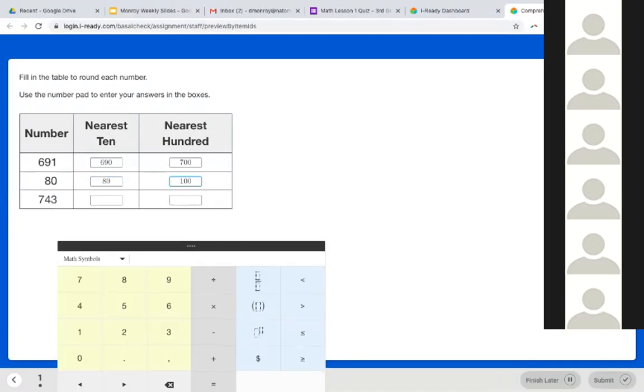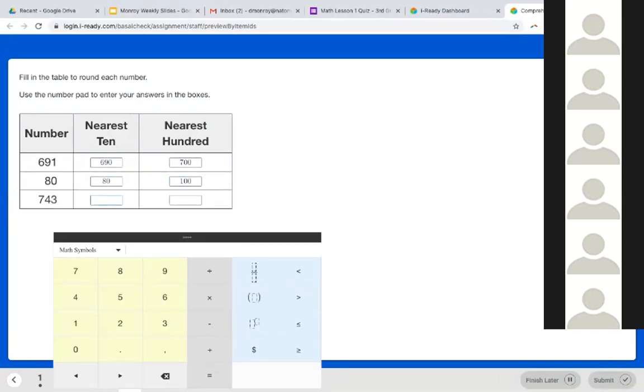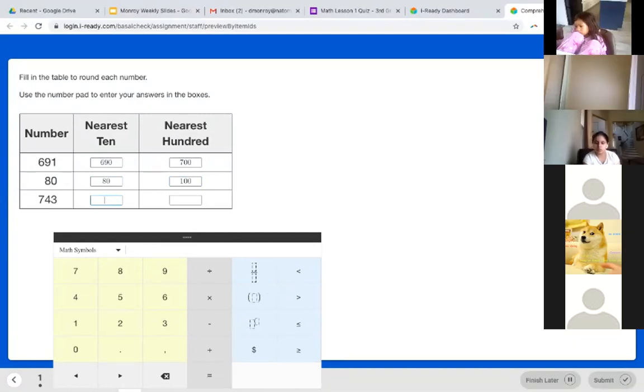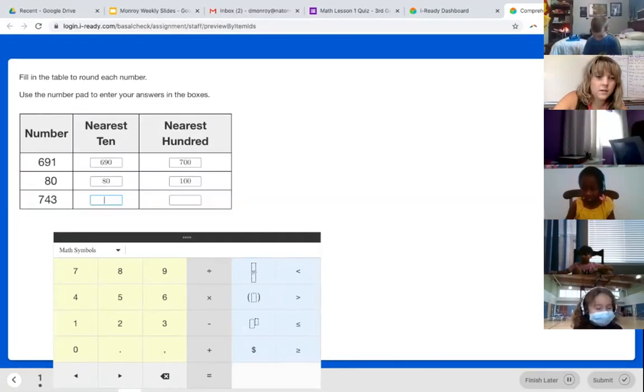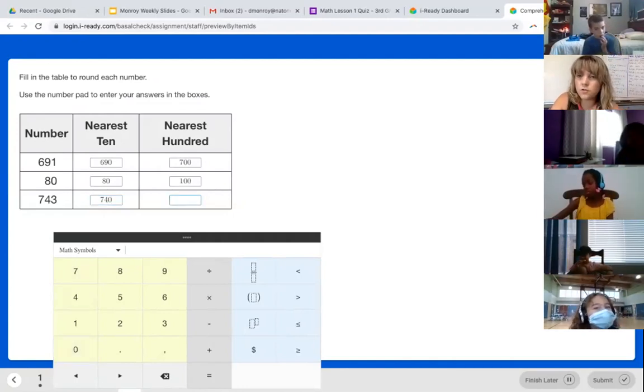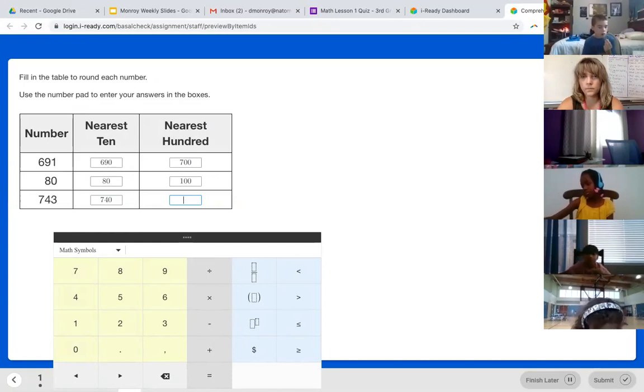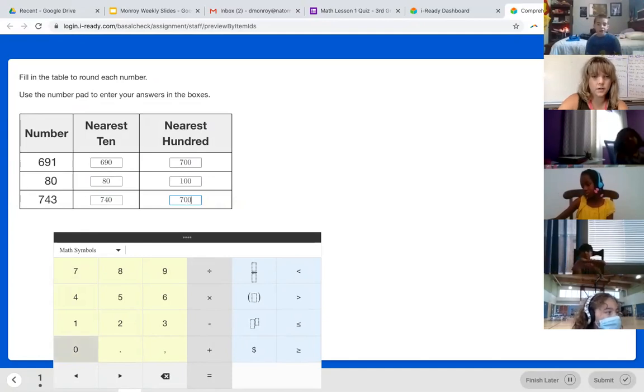Next one we've got 743 to the nearest 10. To the nearest 10. Sophia. 740. 740. Good. And then now to the nearest 100. 743 to the nearest 100. William, what do you think? 700. 700. All right. Good job, guys.